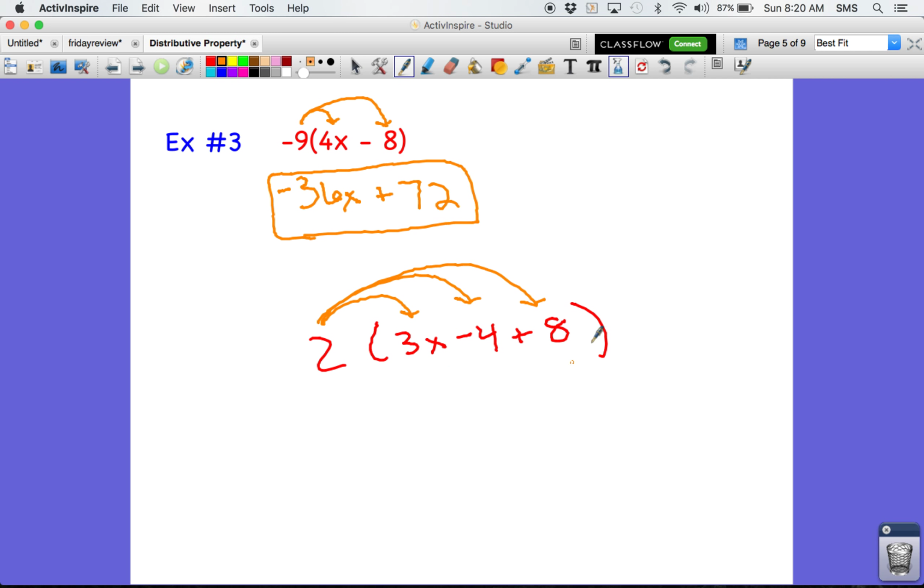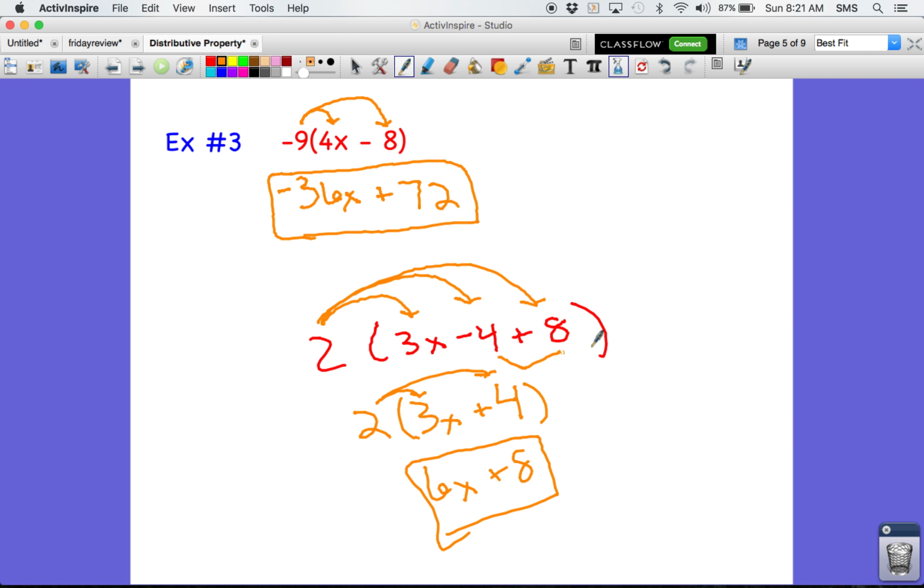Or I could just try to simplify inside my parentheses first. So I know I have 3x minus 4 plus 8. Well, I can combine negative 4 and positive 8 together. If I were to combine negative 4 and positive 8, they would make positive 4. So I combine these two. Okay, and to make positive 4, I still have my 3x. So my parentheses are still here. They haven't gone away yet. And then I still have the 2 in the front. Now I have a problem just like this where I can distribute just to 2 pieces instead of all 3. 2 times 3x is 6x. 2 times 4 is 8. And I would be done here.